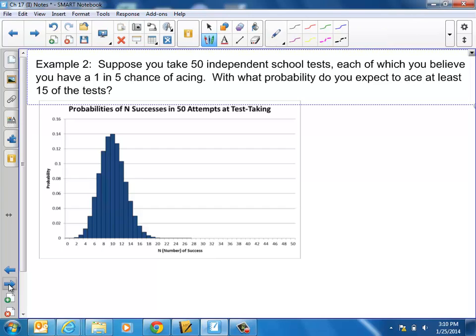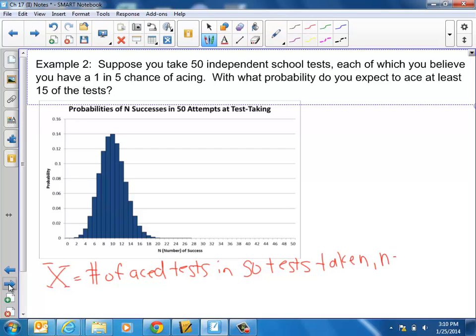So we know that, again, sticking with x because I like to draw it, x is equal to the number of aced tests in 50 tests taken, where in this case n is equal to 50, p is equal to 0.20, right? So, I guess I should back up and say, yes, we could approximate this with the binomial model. We're not talking about only a success at the very end of our run of trials. We're talking about the successes being scattered throughout the 50 trials that we have. So that's the first thing you need to consider.